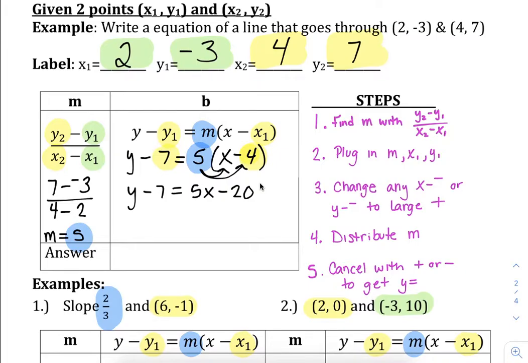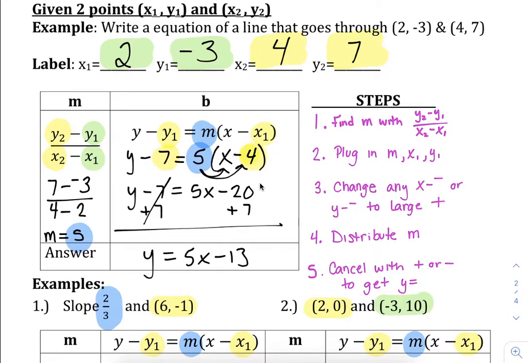Final step is I want to get the y by itself. So I need to add or subtract to cancel whoever is with the y. The opposite of a -7 is to add 7. And you might need to type this one in a calculator. But if I do -20 plus 7, that's going to give me a -13. So this is my final answer. If you need to pause that for just a second, make sure you have everything written down. We'll go to the bottom.